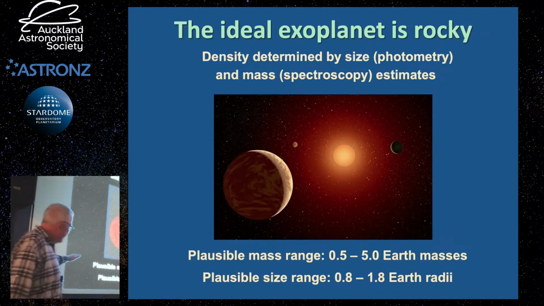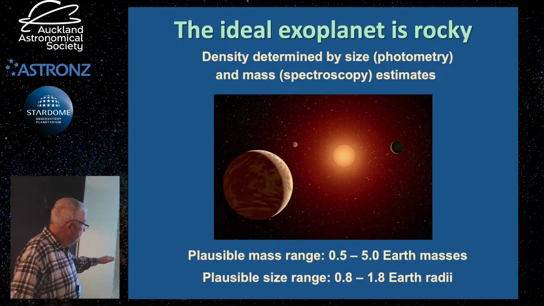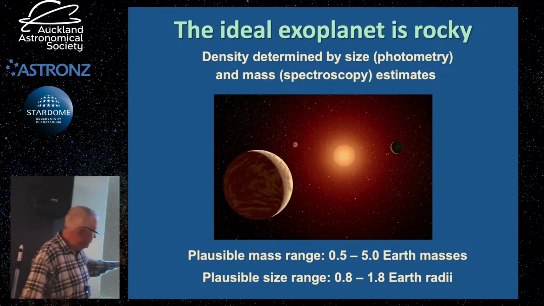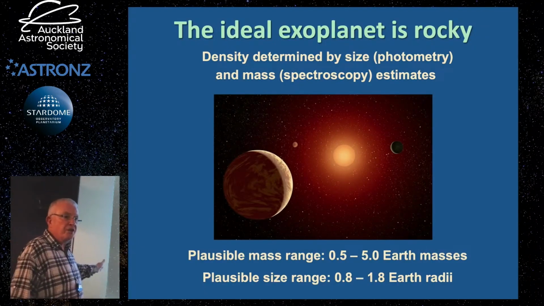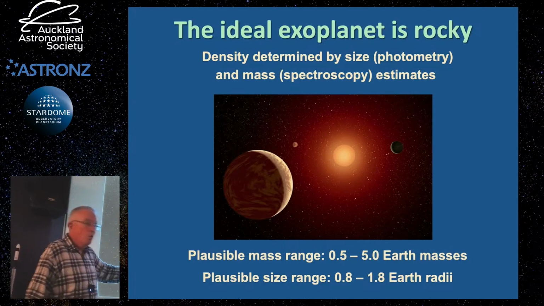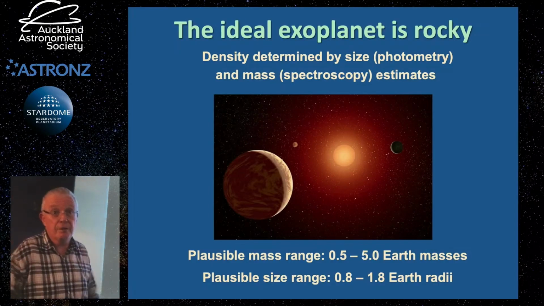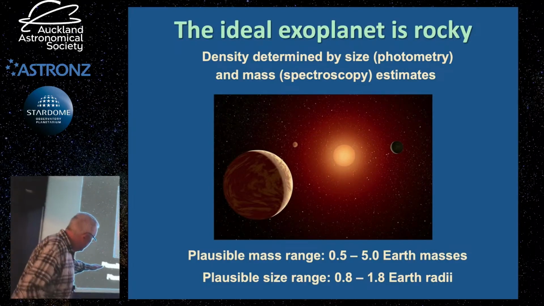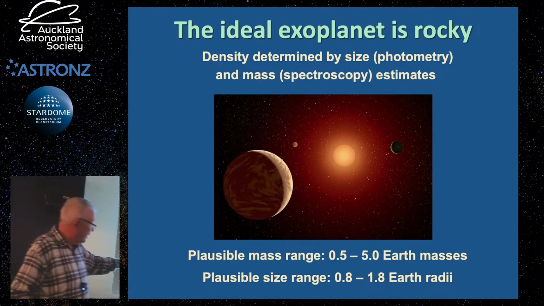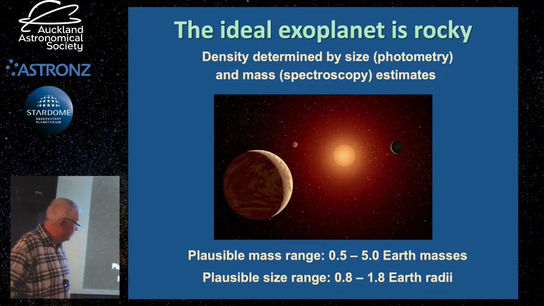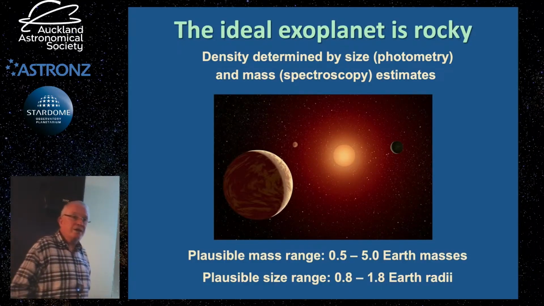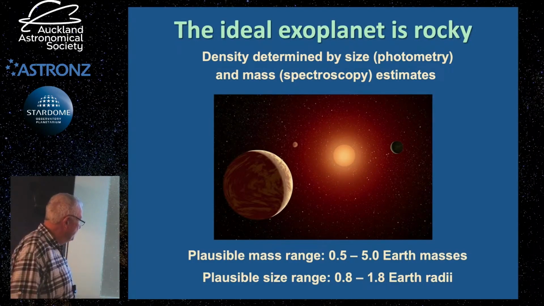For the mass range, you want an exoplanet between 1/2 and 5 Earth masses. Anything less than that, you're not going to hang on to an atmosphere. Anything more than that, and you're going to be gathering in too much atmosphere, and you're going to essentially become a gas giant with a rocky core. For a plausible size range, from computer models, about 0.8 to 1.8 Earth radii is ideal. So that gives you an idea of the mass and radii.